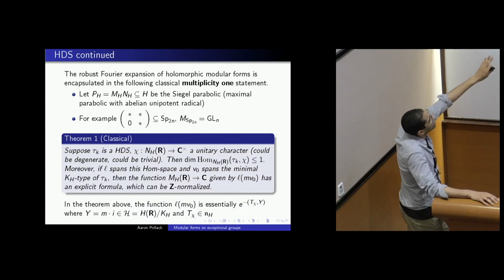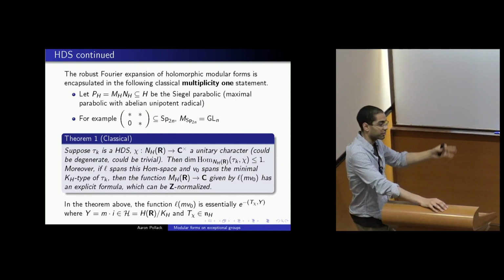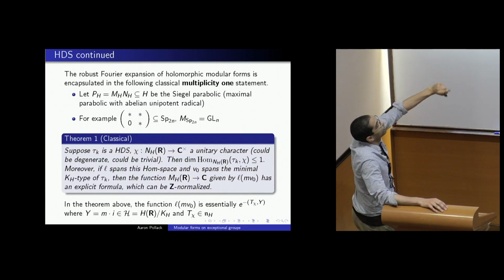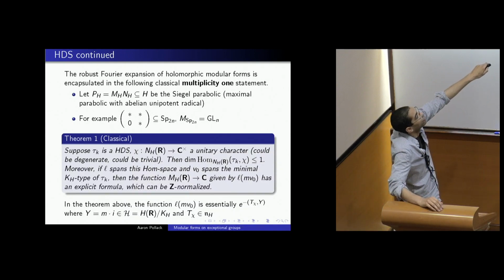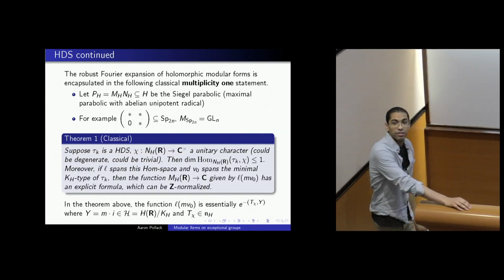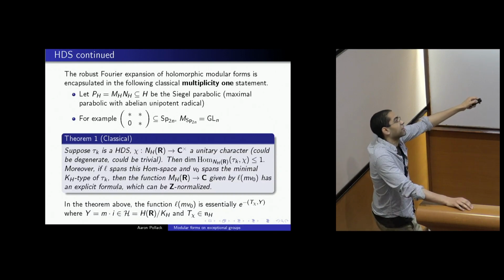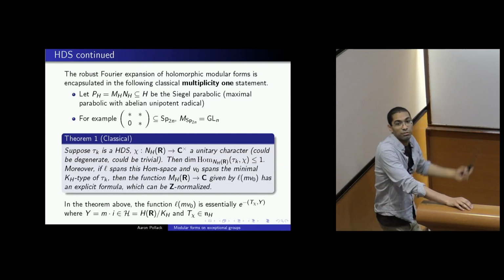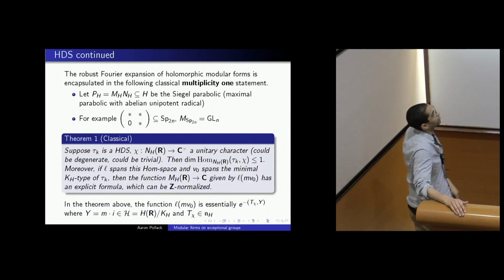Here's a classical multiplicity one result, which makes the Fourier expansion of holomorphic modular forms proceed. If you take a holomorphic discrete series, which I've written as tau k here, and a unitary character of the unipotent radical of this Siegel parabolic, which could be a degenerate character, it could be the trivial character, then it turns out that the dimension of this Hom space between this holomorphic discrete series representation and this character is always at most 1, even if the character is degenerate or trivial.